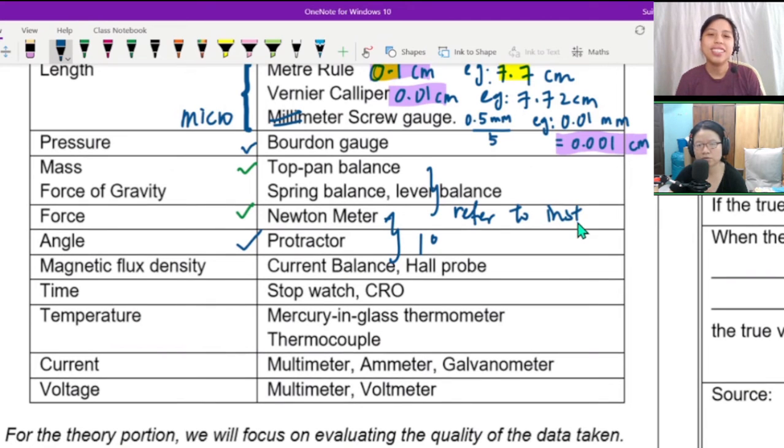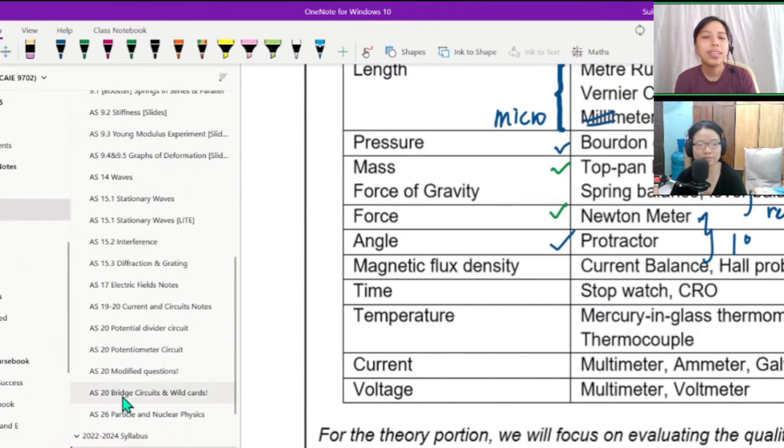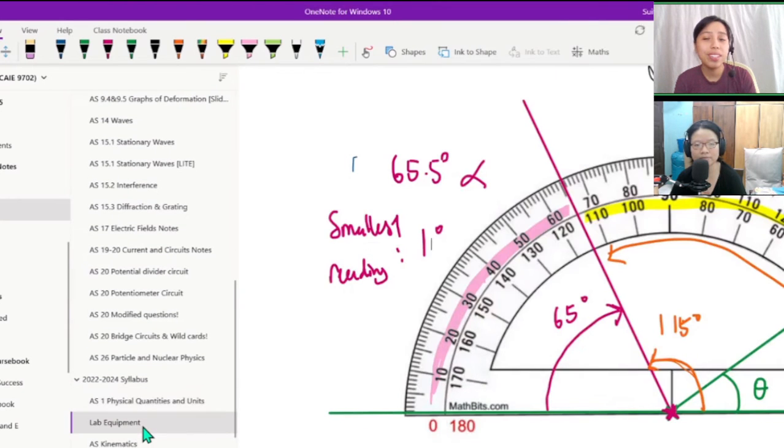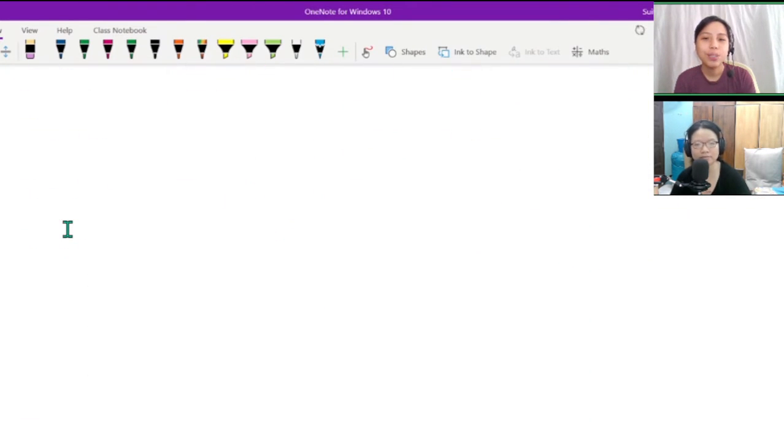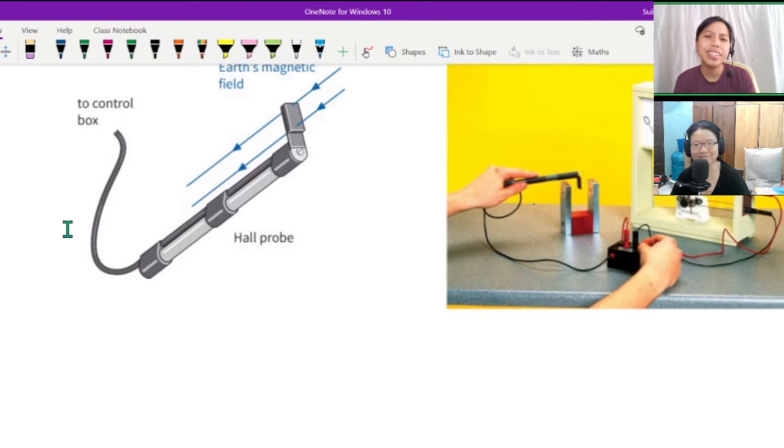Refer to instrument. Don't forget. Okay, next one. Magnetic flux density is measured by a current balance or Hall probe. Now this one is a preview of what you'll be seeing in A2, so stay tuned for A2 for more information. But generally, this is how it looks.